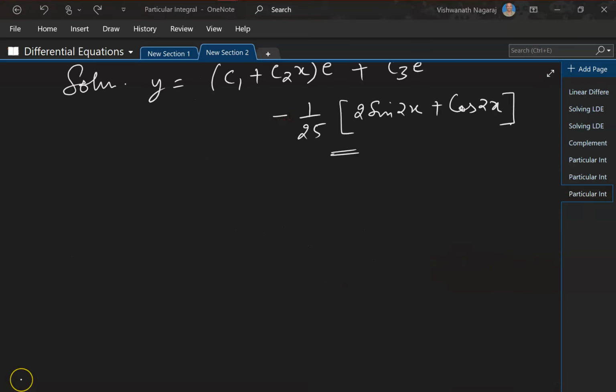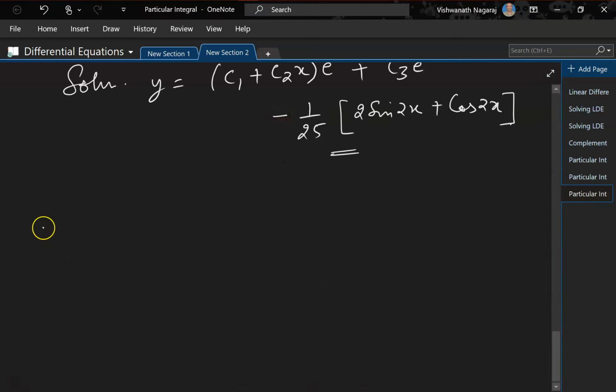Yes, let's look at another problem, and this will be more of a result kind of thing, so that we can use that knowledge in other problem solving. So 1/(D² + a²) sin ax. Since it is D² + a², we can't just substitute −a², because then −a² + a² becomes 0.